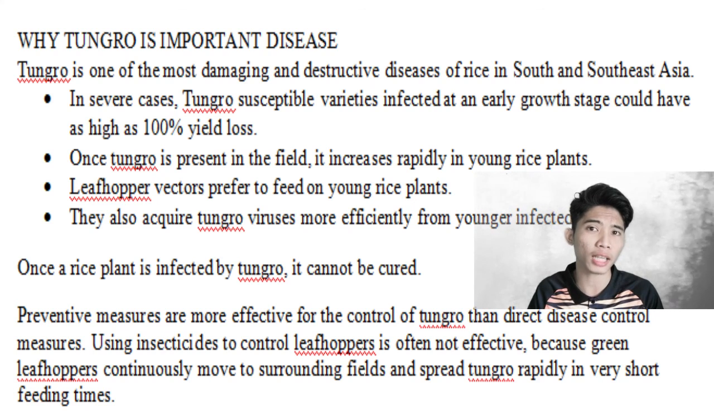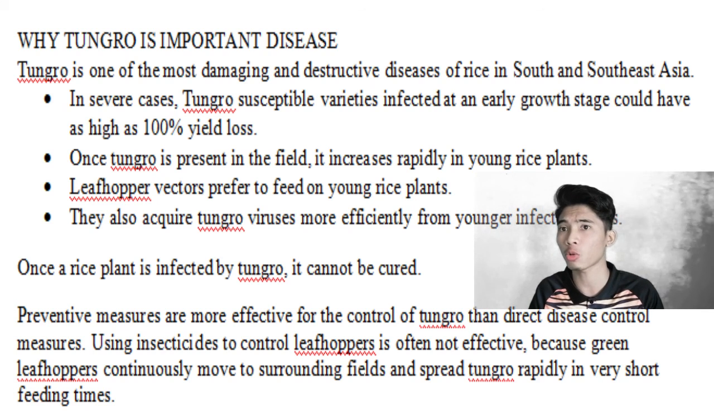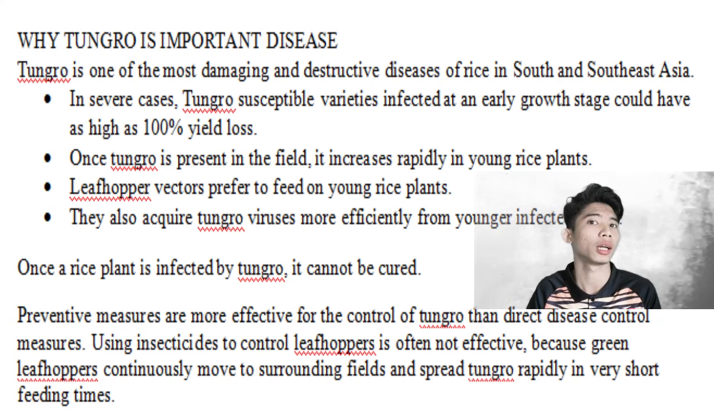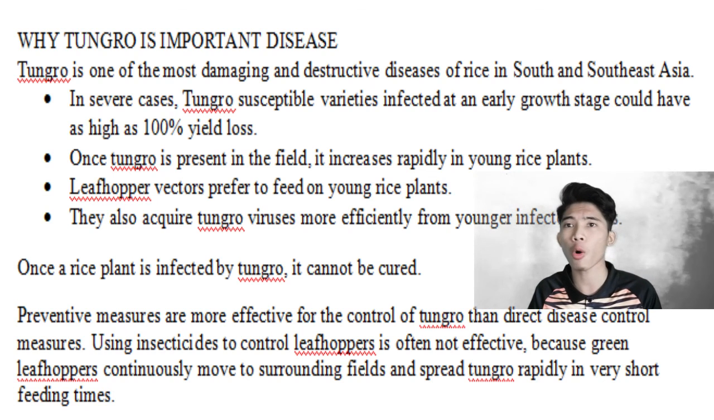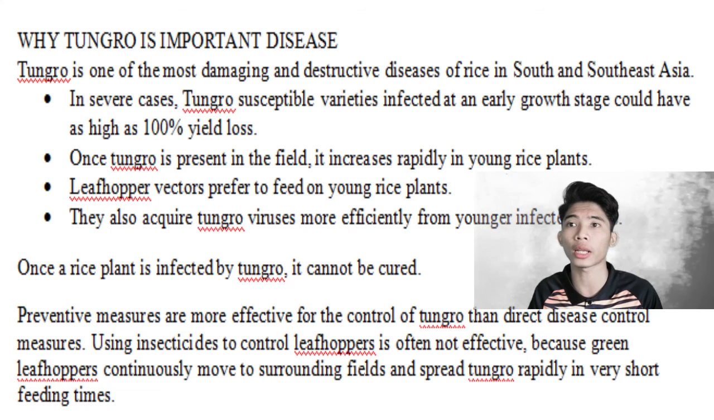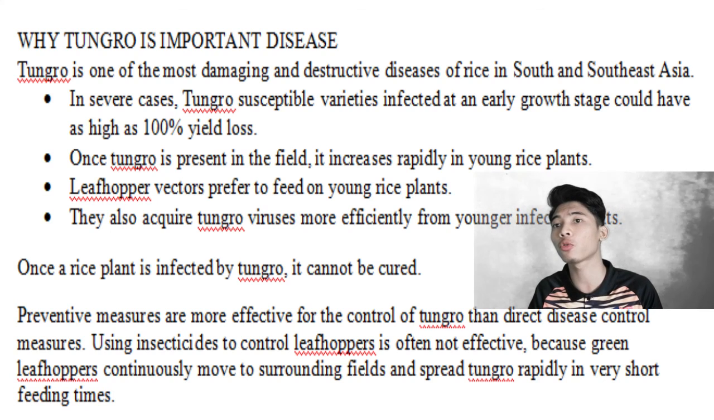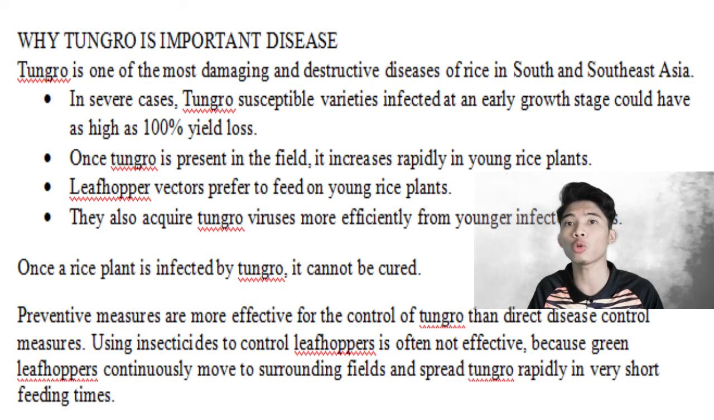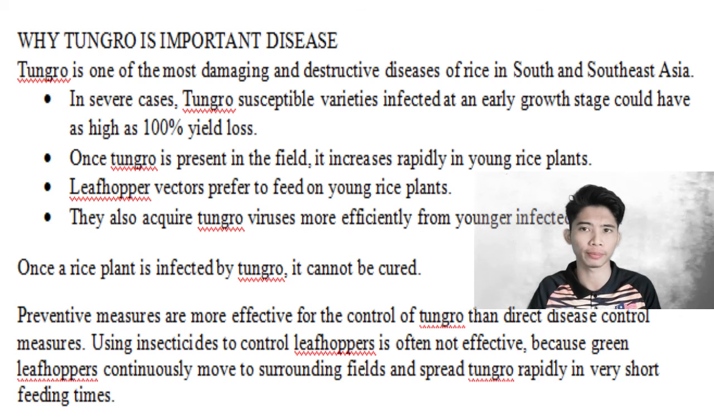Once a rice plant is infected by tungro, it cannot be cured. Preventive measures are more effective for the control of tungro than direct disease control measures. Using insecticide to control leafhoppers is often not effective because green leafhoppers continually move to surrounding fields and spread tungro rapidly in very short feeding times.